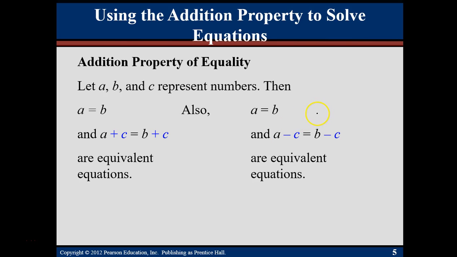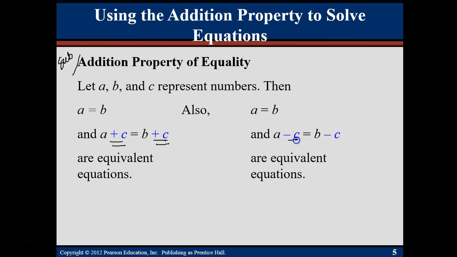The property we're going to look at today is the addition property. And it's a little sneaky because it's really addition and subtraction, because subtraction is just addition of a negative number. And so even though we're going to call it the addition property, we're going to think about the fact that if I add the same number to both sides, the equality will remain. So if A is equal to B and I add the same number to both sides, the sum on both sides will still remain equal.